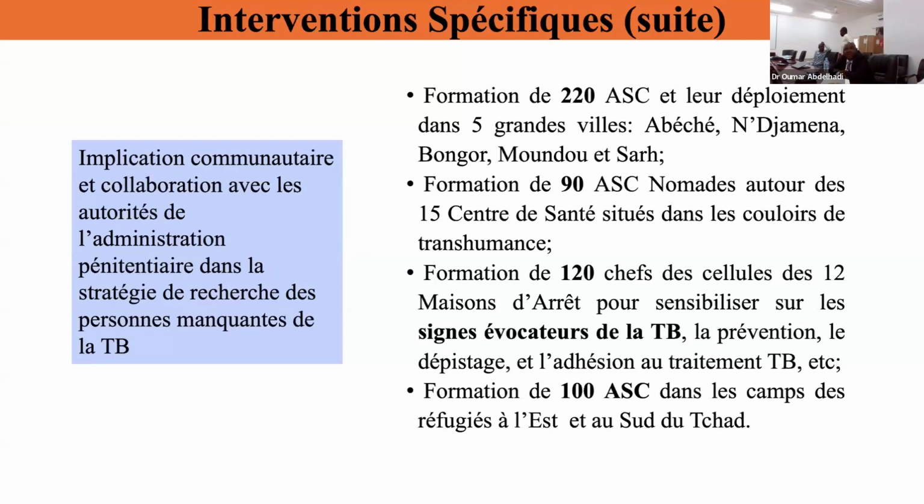We trained 220 health professionals where you have more cases of tuberculosis in the 5 major cities, and we trained also 90 nomadic health professionals around 15 health centers located in transhumance corridors. We trained 120 cell leaders from 12 detention centers to raise awareness about the signs of TB prevention, screening, and adherence to TB treatment. And then we trained 100 health workers in refugee camps in eastern and southern Chad to help implement that strategy.